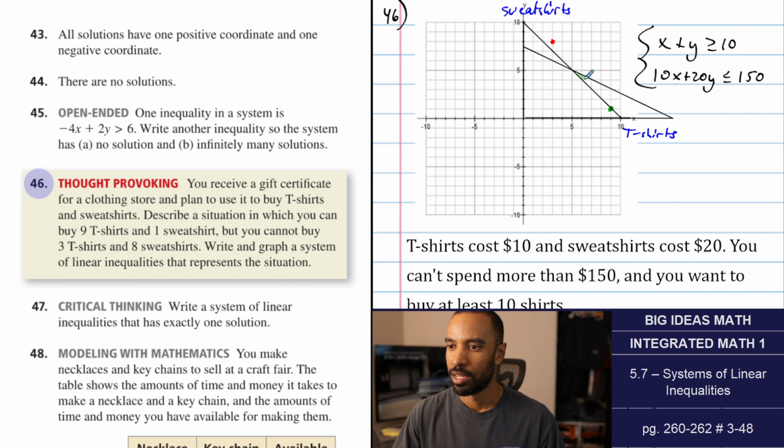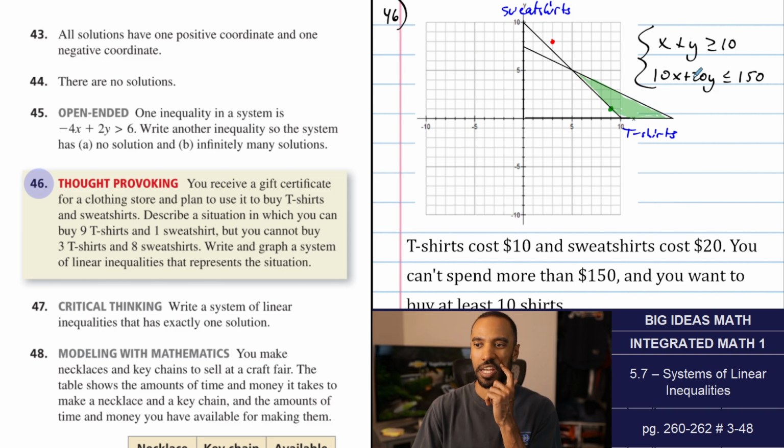I satisfy it just on the border right there. I could also buy a few more t-shirts if I wanted. I could buy 12 t-shirts and 2 sweatshirts and still stay under budget, because that's $140 and that's at least 10 t-shirts. So anything there works.